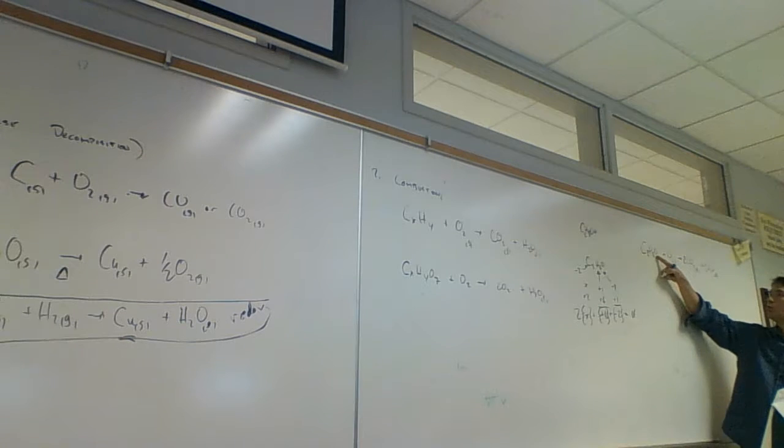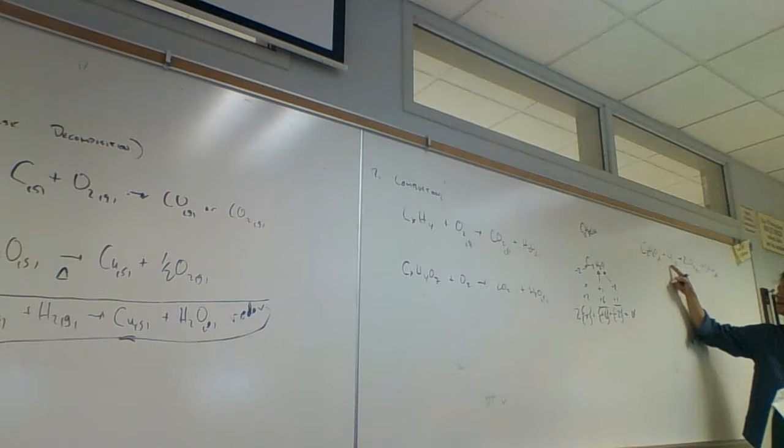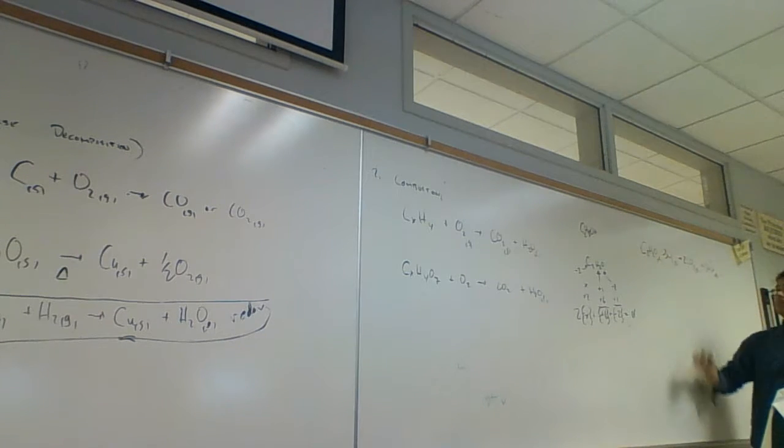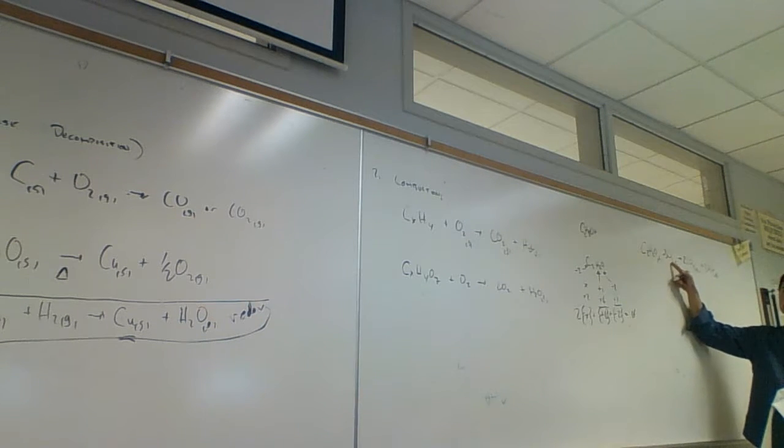And then I have 1. 1 plus how many gives me 7? 1 plus 6. So I'll need 3 here. And so I'll have 3 O2s. 3 O2s gives me a total of 6 oxygens.